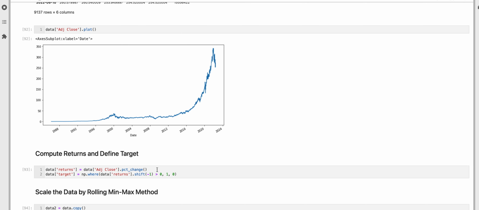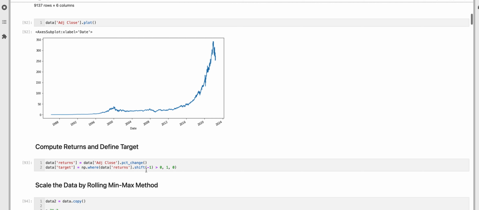Next, we will compute the returns using this formula and define the target. If the returns in the next day is positive, then we will take a long position. If we don't have any stock, we will buy some stocks. If the return in the next day is negative, we will take no position. So if we are holding some stocks, we will sell away all the stocks and hold no position.